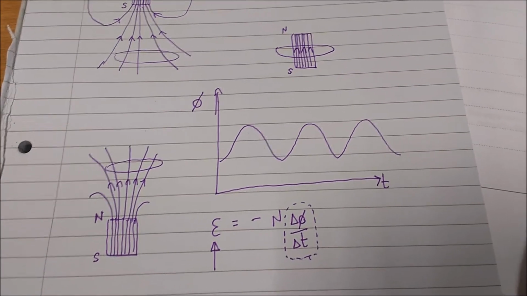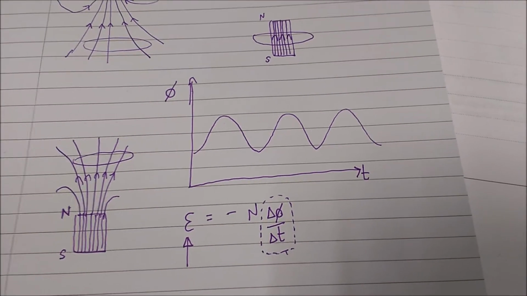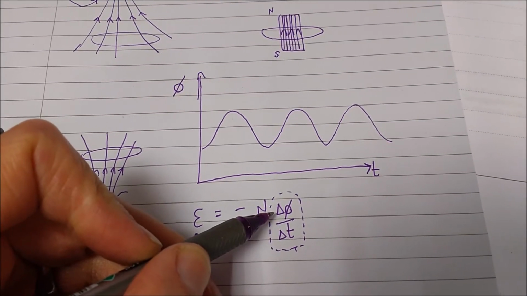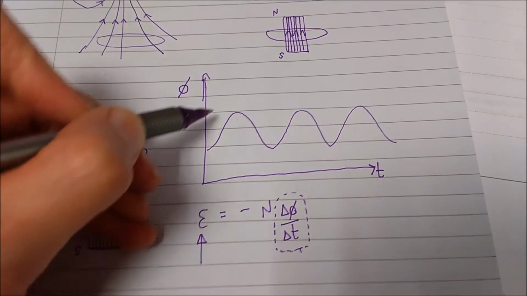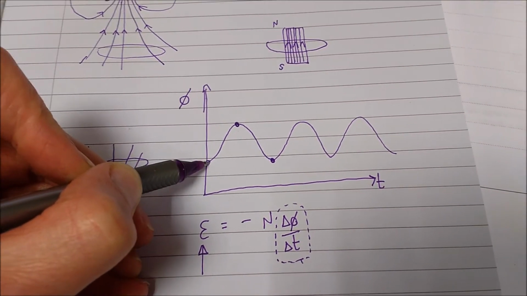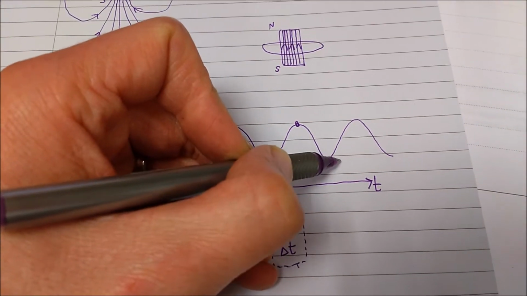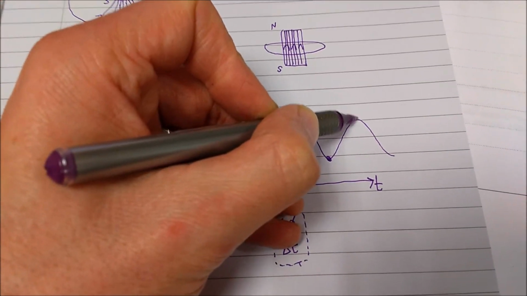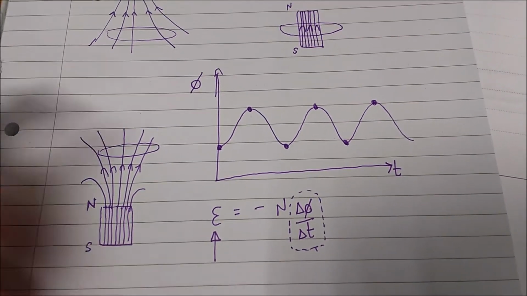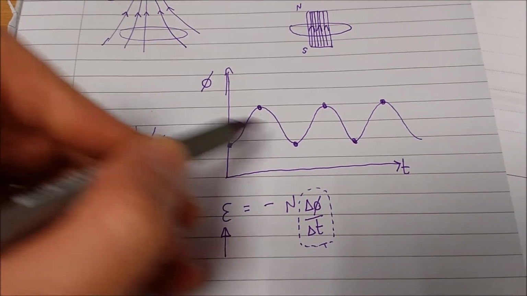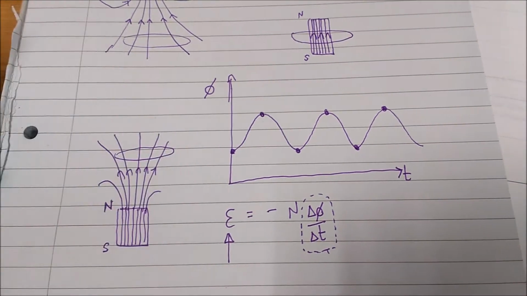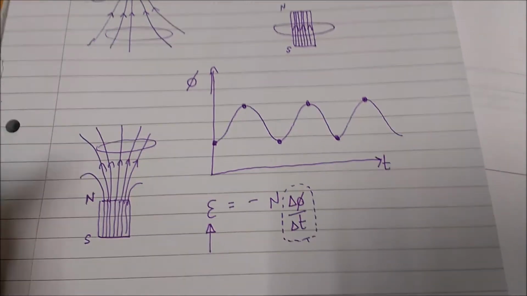But why is it an alternating EMF? Well, think about this term, the rate of flux change. If we look on the graph at that point, that point, and so on, what property of this graph gives us the rate of flux change? It's the gradient, isn't it? dΦ by dt, y-axis change over x-axis change, it's the gradient. So the rate of flux change, the gradient, is 0 at all these points. So that would be when you get an EMF of 0.